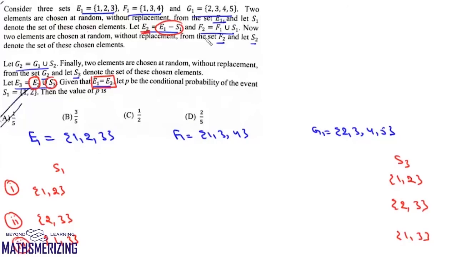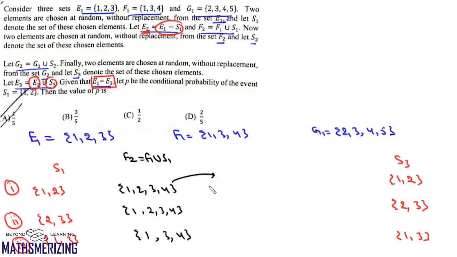Now it says we are taking F2, which is F1 union S1. So we'll write F2, which is F1 union S1. Now in the first case this union will be {1, 2, 3, 4}. In the second case it will be {1, 2, 3, 4}. And in the third case it will be {1, 3, 4}. Now from this we have to choose S2, and then from G1 union S2 we have to form G2, from which we have to select S3. Now since G1 has 2, 3, 4 and 5 and S3 has 1, 2, so in the first case G1 union S2 should have 1, 2, 3, 4 and 5.